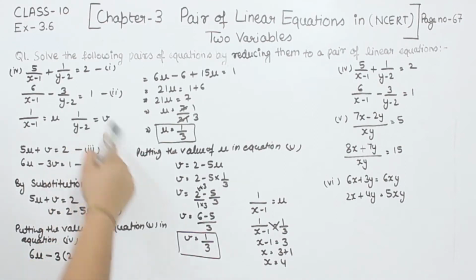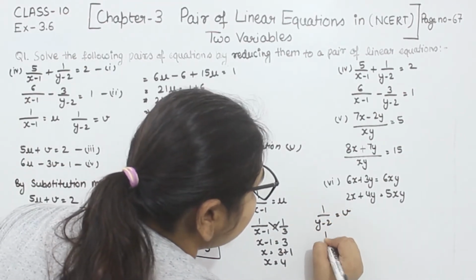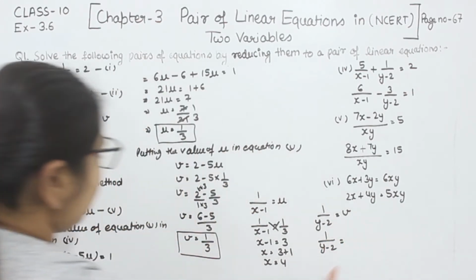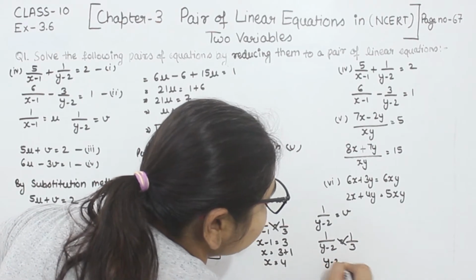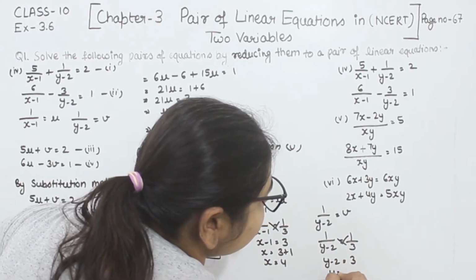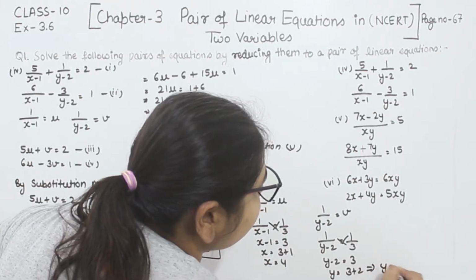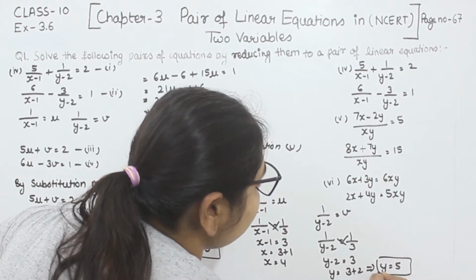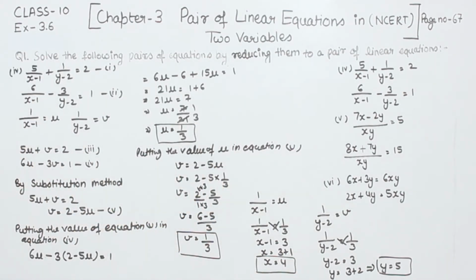Now comes y. Here we have 1 by y minus 2 is equal to v. So 1 by y minus 2 is equal to 1 by 3, since v is 1 by 3. We cross multiply, so y minus 2 is equal to 3. y is equal to 3 plus 2, which is 5. So the value of x is 4 and y is 5. This is part 4.